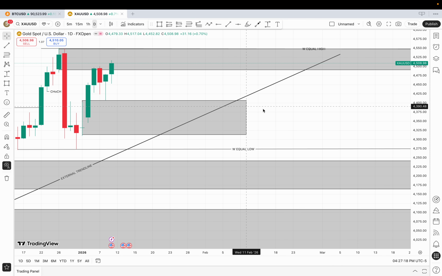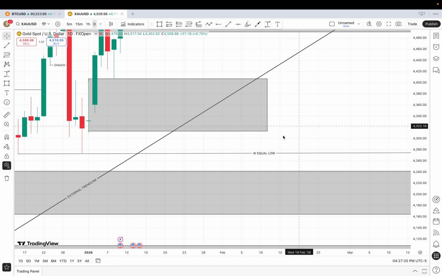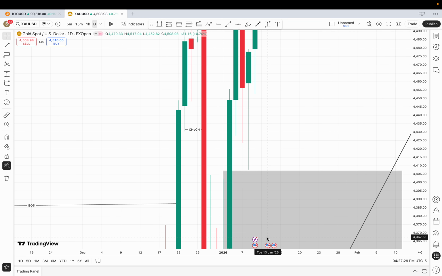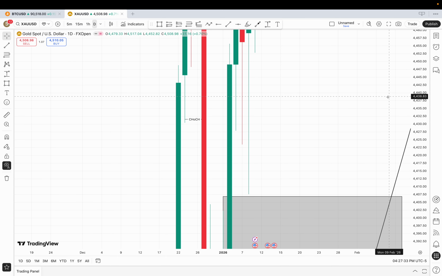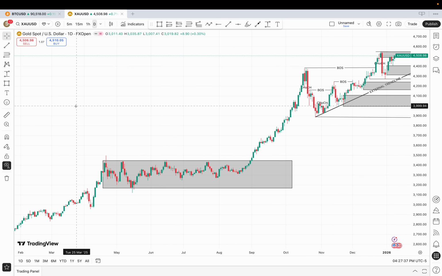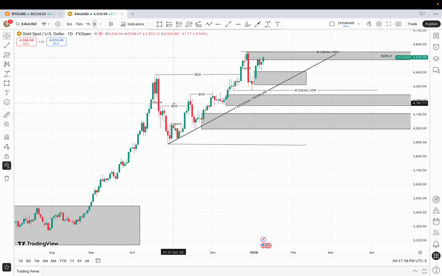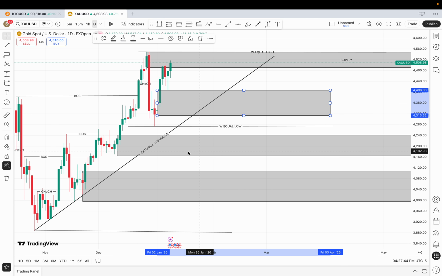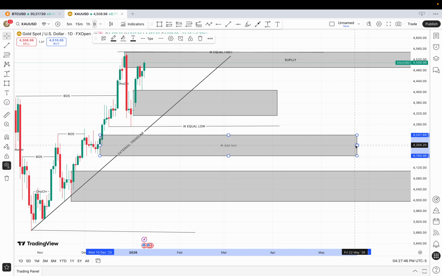I think we filled the gap. It has filled it, or it's not. Let me check. Let me zoom in. No, there's still enough space for it to come and fill. So it has reason to come back. You see, we still have some space in it. It didn't really fill it for the daily, so it means it's still valid. So this should be our daily demand, daily demand, and daily demand.